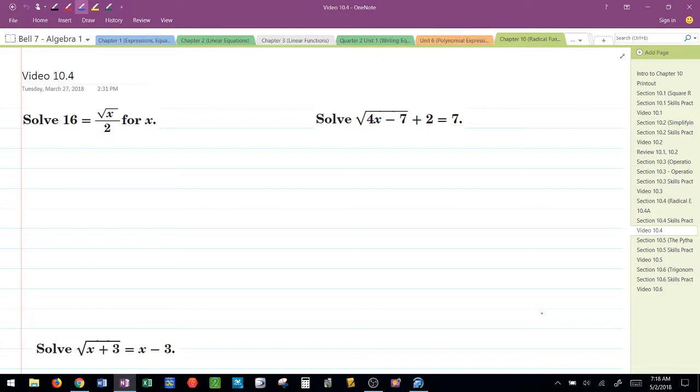Step 2, square both sides. Step 3, solve the remaining equation and check the answer to make sure that it satisfies the original equation.